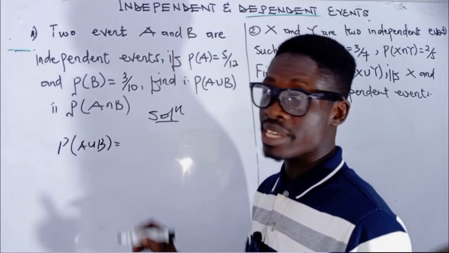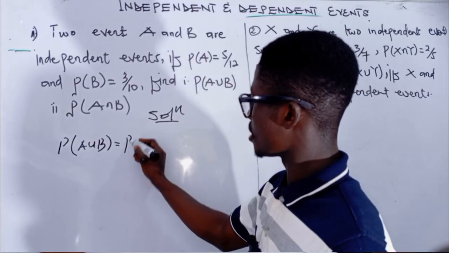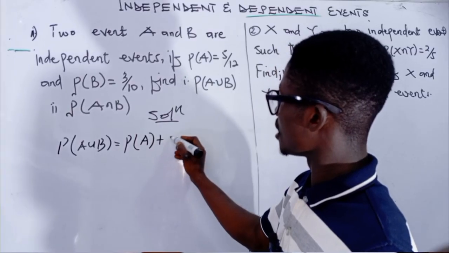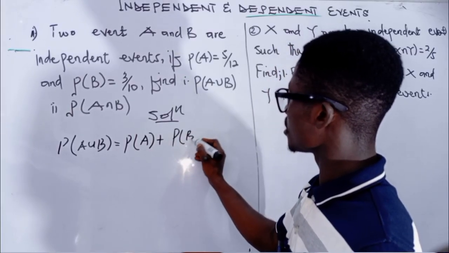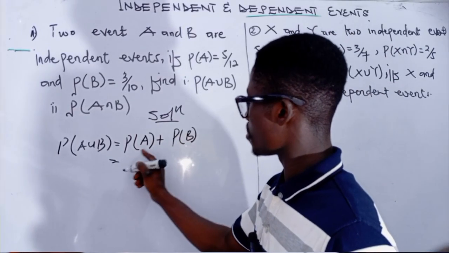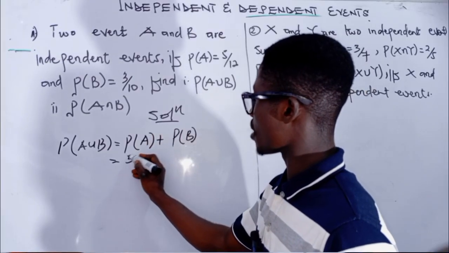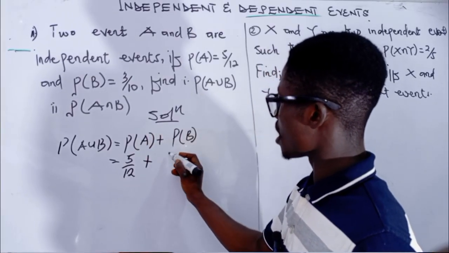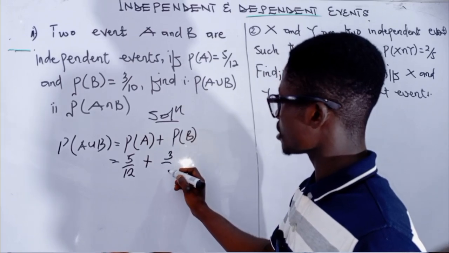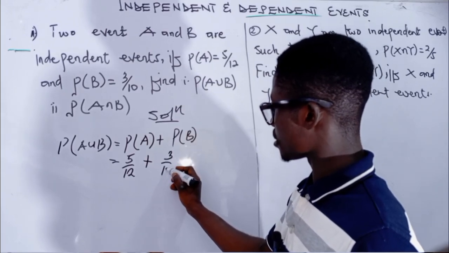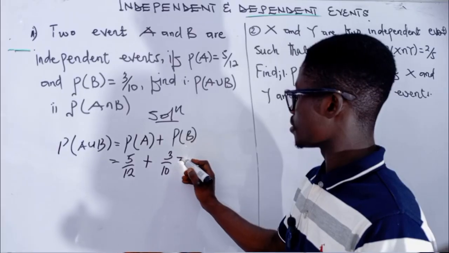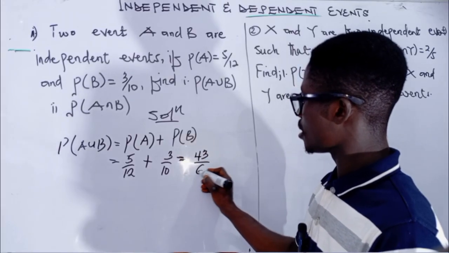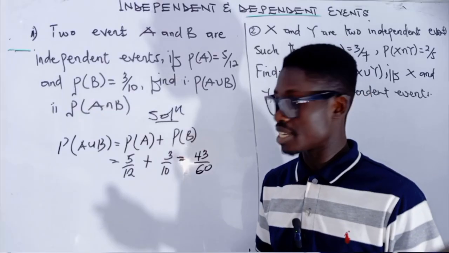since events A and B are independent, we are just going to add their individual probabilities together. Probability of A, we have 5/12, plus probability of B, we have 3/10. So when you do your addition, you are going to get 43/60. Very easy and simple.